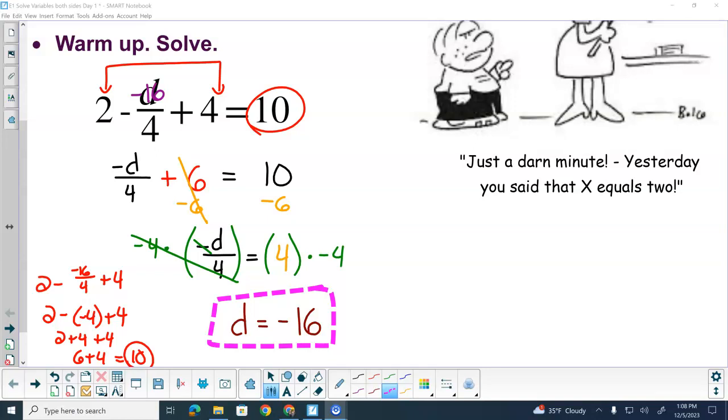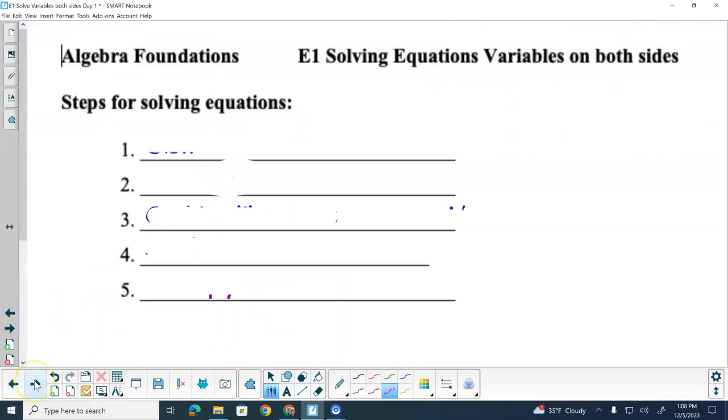Okay? So, let's talk steps. We're going to add in that missing step today, even though we're not going to use it today. We could have used it in that last problem, but we didn't. But we'll use it more tomorrow in our problems.